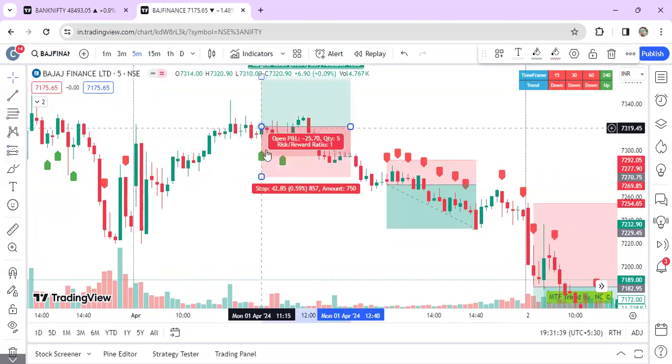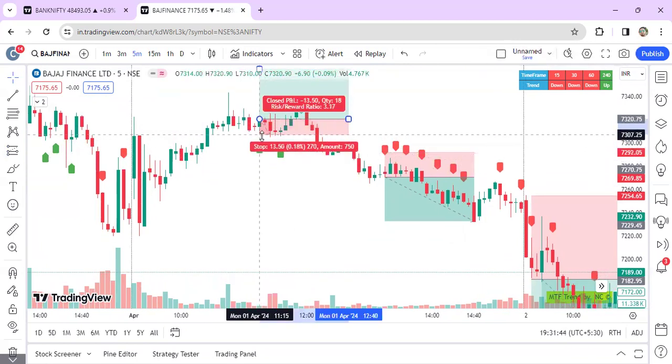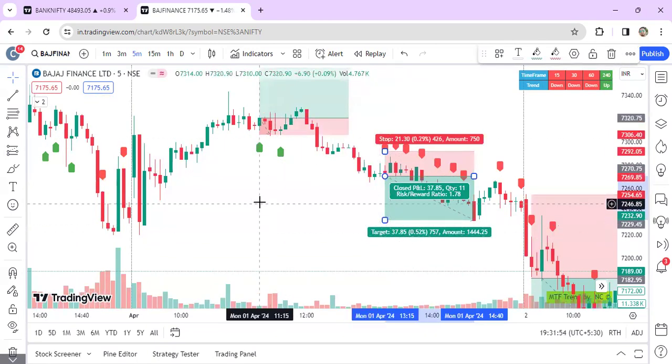We entered here. Our SL will be some lower candle's low, right? Which is lower than this. Let's say this green candle's low and some points. So we'll be losing only 14 points. So our loss is recovered here.